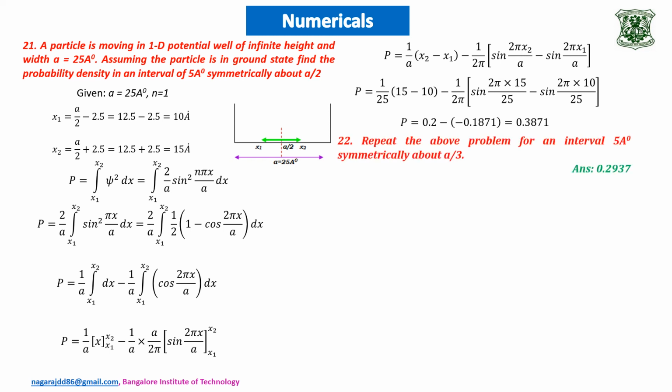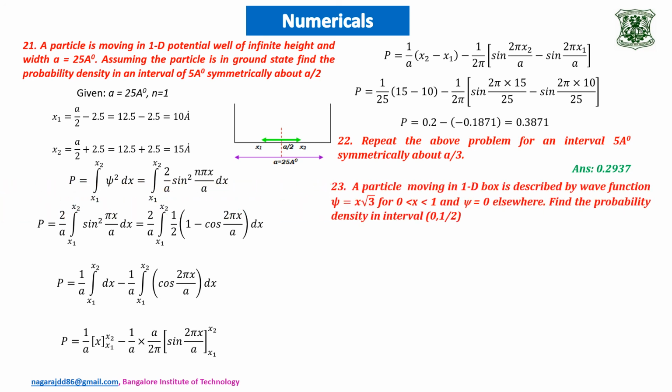So from x1 to x2 the probability is 38.71%. Well, I give you one small homework. Repeat the above problem for an interval of 5 angstrom symmetrically above a by 3. I give you a clue. Come here. In the place of a by 2 write a by 3. Rest everything remains the same. Here also a by 3 plus 2.5, simplify, and all these steps will be the same. In the place of x2 write your new x2 value, in the place of x1 write your new x1 value, and go ahead and get this answer.